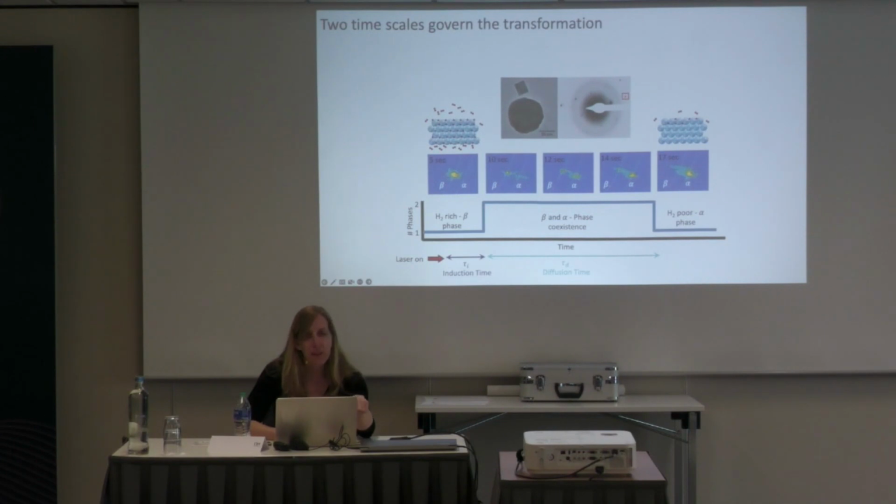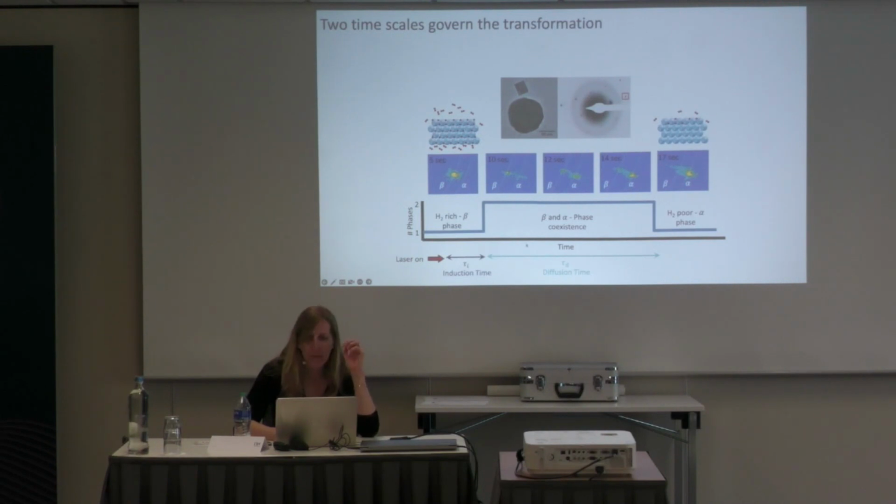So it appears as if 2 time scales are governing the transformation, because what we did is turn the light on, and then if we zoom into any of these diffraction points, you can see there's a period of time where nothing happens. The light's on and the system just stays in its hydrogen-rich beta phase. But then we can start to see the splitting of the diffraction pattern, where there wind up being 2 peaks, the beta peak and the alpha peak. So beta and alpha are coexisting until the system has fully transformed.